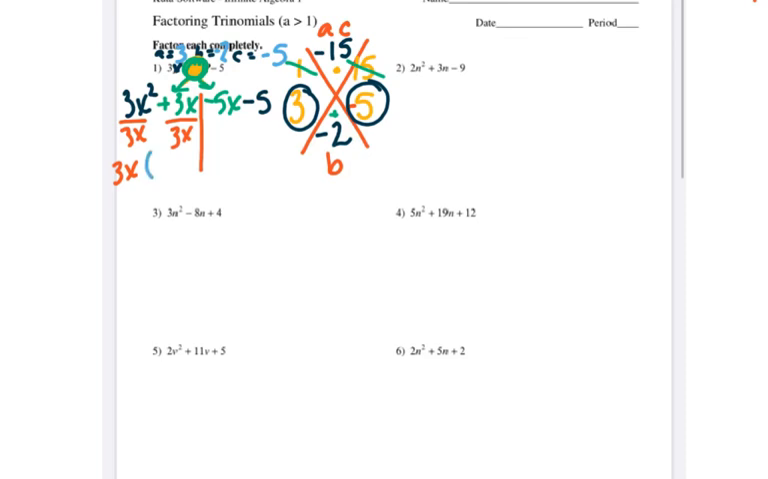So now what's left over? 3 divided by 3 is 1. When X's are stacked, you subtract, plus 3 divided by 3 is 1. When X's are stacked, 1 minus 1, subtract, those would be 0.